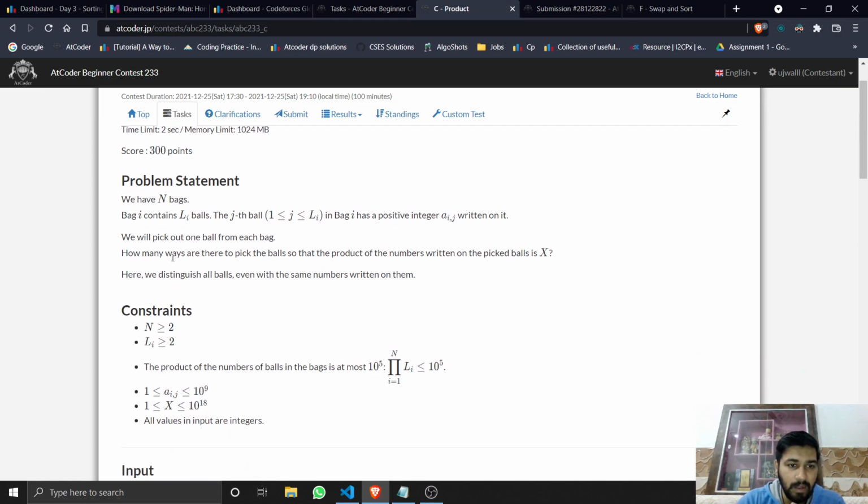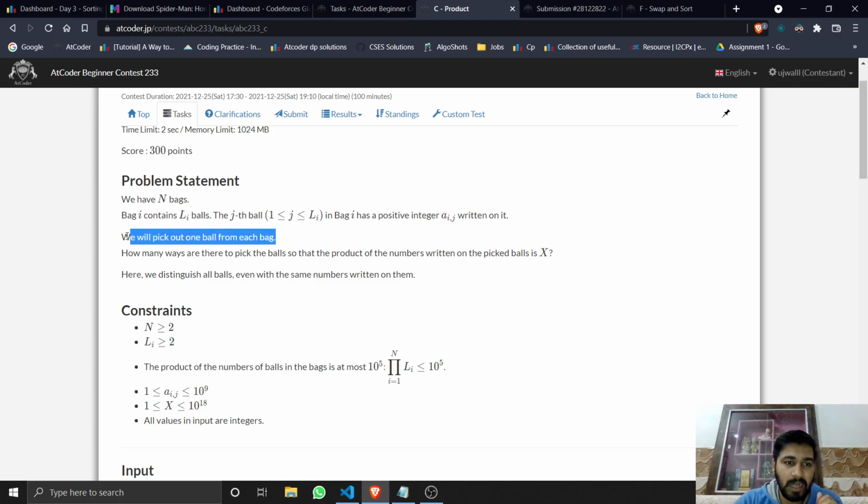How many ways are there to pick the balls such that the product of the numbers written on the picked balls is x? Here we distinguish all balls even with the same numbers written on them. So basically, you will be given n bags, and the ith bag will have Li balls, and every ball in every bag will have some positive integer aij written on it.